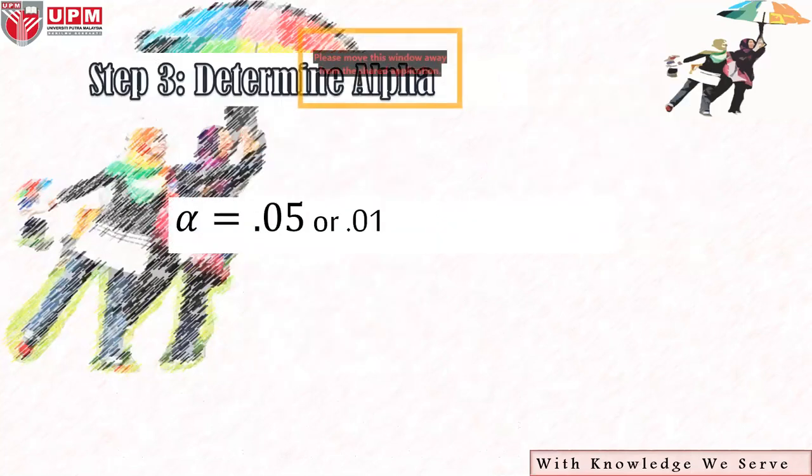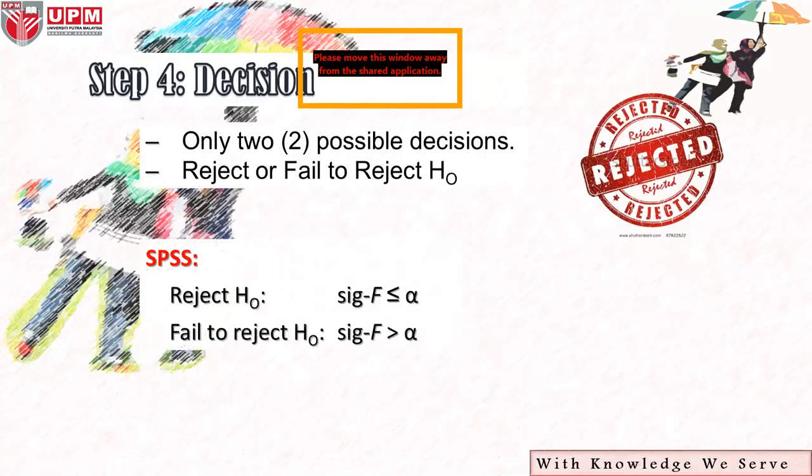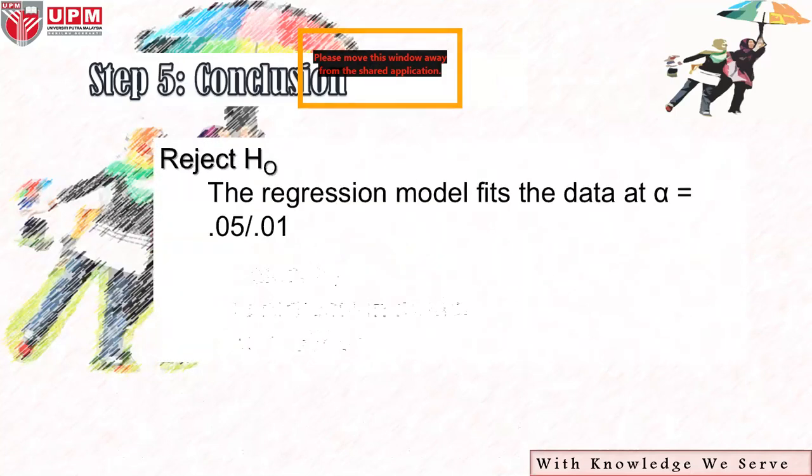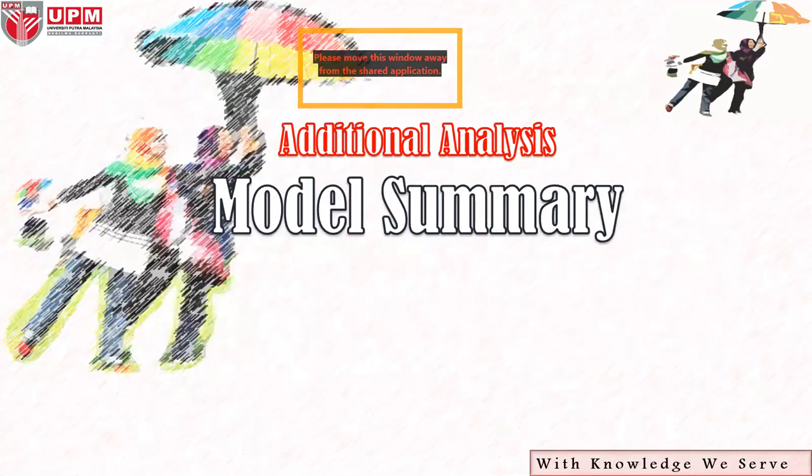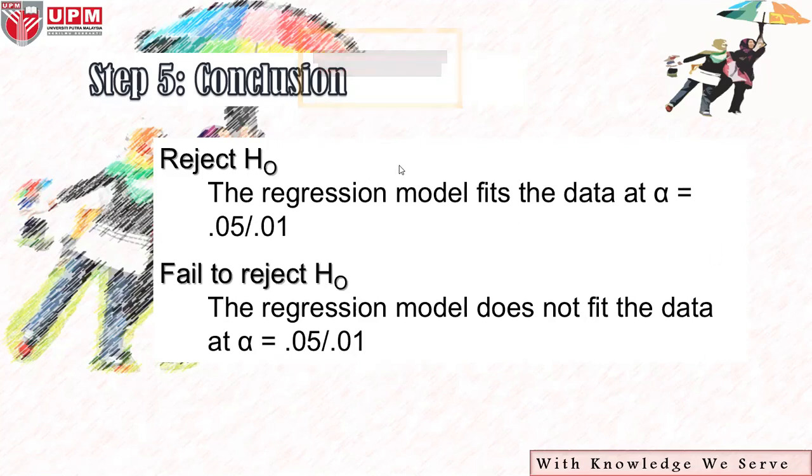Okay, so we are done. Since there is no problem, we can proceed with extracting our value for our report. Now we set our alpha at 0.05 or 0.01, and then we make the decision and lastly the conclusion. In this case, earlier our significant F is lesser than alpha, therefore we can conclude that our regression model fits the data.